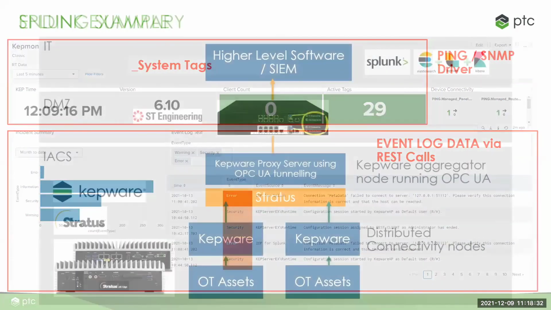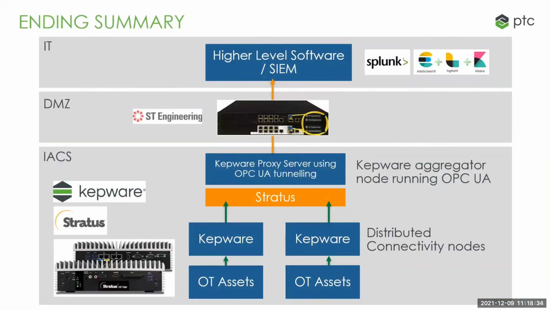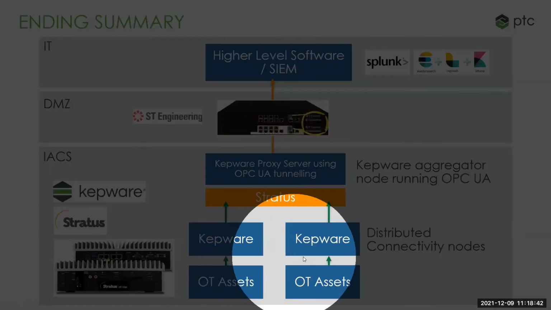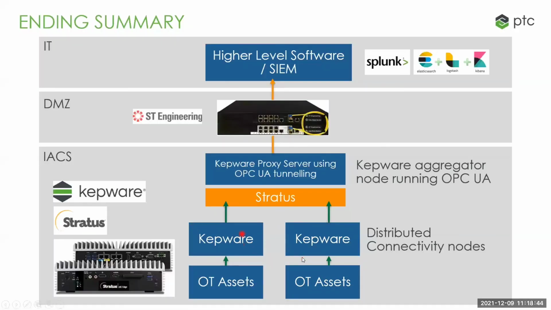Okay, so as an ending note, this is what we have covered in general today. So you can see that Alvin actually covered the use of the Stratus solutions to provide you with availability at this layer, right? So Stratus is able to do that. And then we moved on to talk about how you can actually harden the instance of Kepware that you have, right? So you could be hardening it and then providing a proxy server using the OPC UA tunnel.